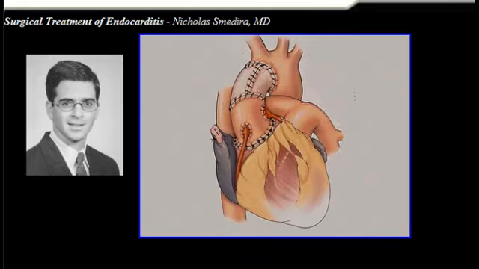Here's a case of Dr. Cosgrove's where he had both an aneurysm and an infected aorta, and he formed a sort of neo-aorta using bovine pericardium to avoid leaving any foreign material in the infected mediastinal space.